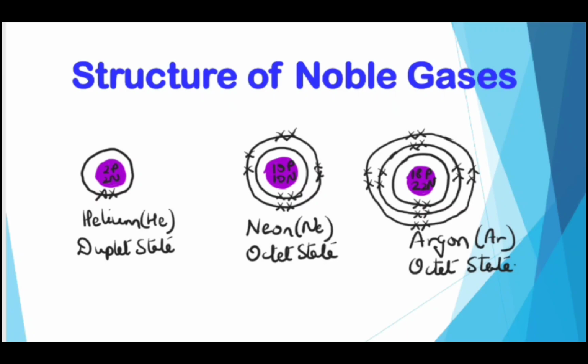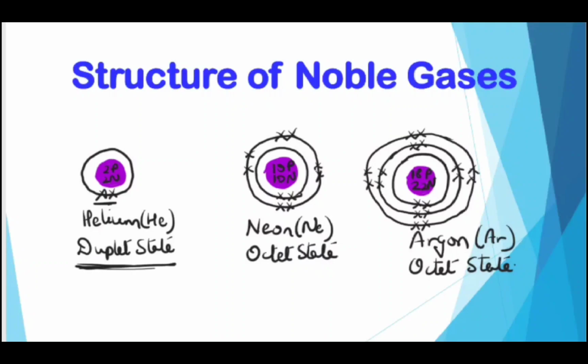Here, children. Here is my figure. Here are my diagrams. Look at helium. The first shell, the K shell, is complete. That means it has attained its duplet state. It does not want to share any electrons because its capacity is over. It is not willing to give away any electrons because it's satisfied. So neither taking in, neither taking out. So that's what makes it inert.